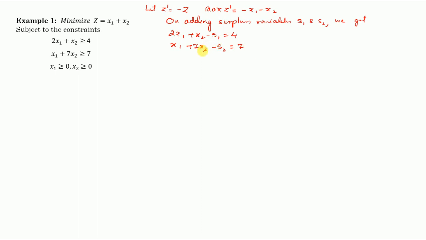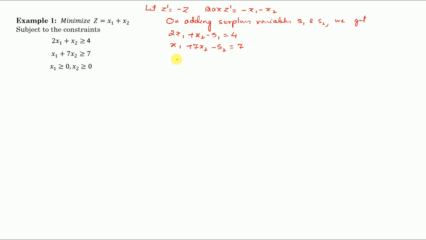So now we have to check whether we can get initial basic feasible solution from this stage or not. So number of equations 2, number of variables 4. So 2 variables are extra variables. So if we put x1 = 0, x2 = 0, we will get s1 = -4 and s2 = -7.